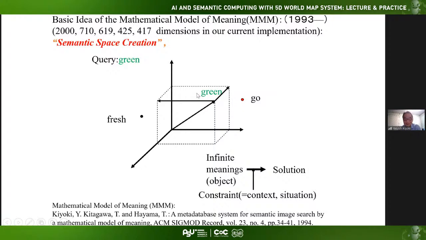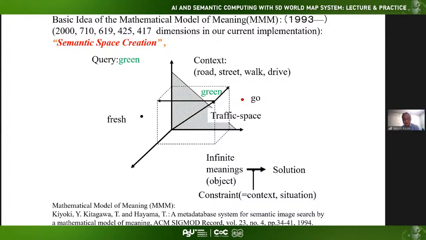For example, we have the word green. Green is a very common word, and green has many meanings. Maybe green has infinite meanings. And when you hear green in the traffic, in the cross traffic situation, like a road, street, walk, drive, so green means go or fresh. What do you think? In the traffic, when you hear the keyword green, you recognize this means go, all right? So how to deal with that? And in the forest, in nature, if you listen to the keyword green, we understand green means fresh, all right? So how to make this kind of calculation?